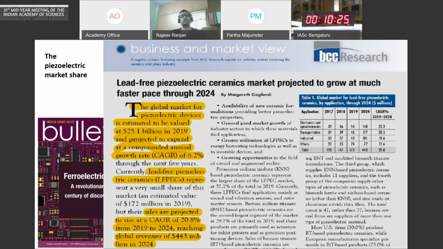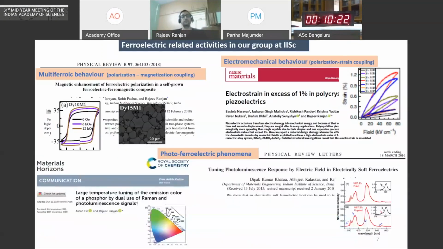Now, I'll be focusing here on some of the ferroelectric research which we have been carrying out at IISc. Our focus mostly remains on the actuator side, developing materials for actuators and understanding the mechanism behind that. We have also delved into some other related phenomena like multiferroics, where there's a coupling of polarization with magnetic field. Also, we have investigated recently something called photoferroelectric phenomena, where we try to manipulate the light coming out of the ferroelectric material by electric field and play with temperature, etc., and think of making new devices.